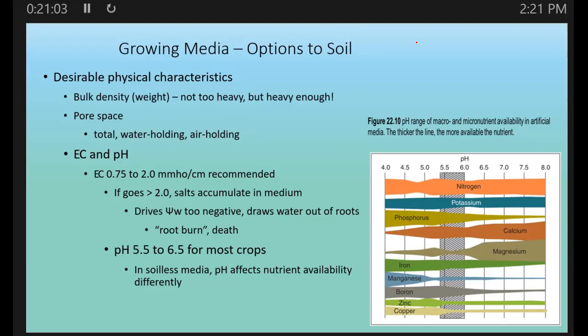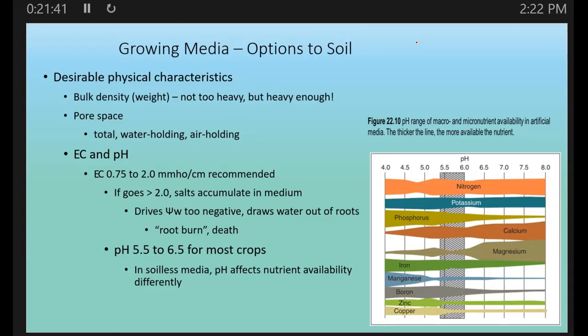We've talked about pH already, 5.5 to 6.5, but if you have soilless media, it can shift the pH. So you have to be aware of what the pH is of those different media. On the image, you see that gray bar running down the whole length. That area is where most of the nutrients are more available, not all, but most. And so you can see that you can get a shift away from that 5.5 to 6.5.